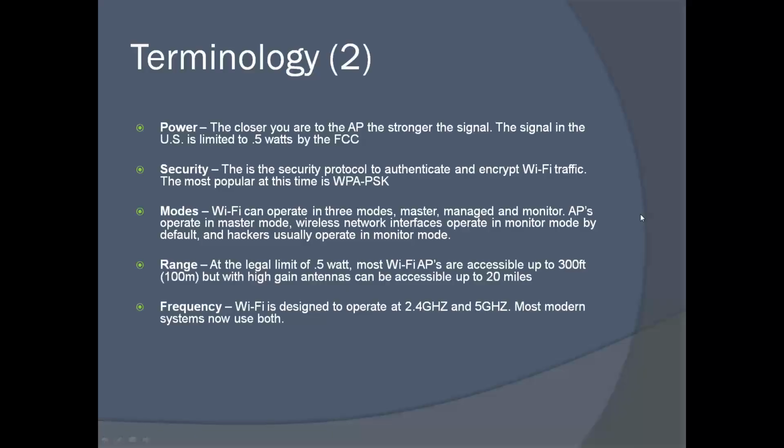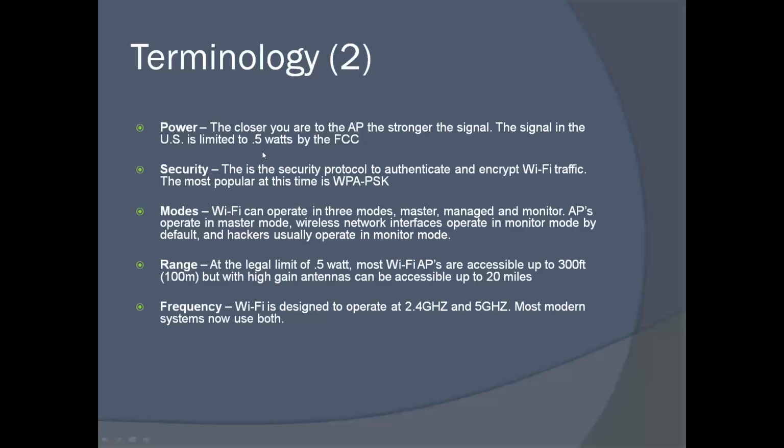More terminology, power. The closer you are to the AP, the stronger the signal. That makes sense, right? The signal in the US is limited to half a watt by the FCC. Once again, depending on what country you're in, it may be more or less than this. Generally, it's going to be about half a watt. That's what the US limits, and your country may limit it to half a watt as well.